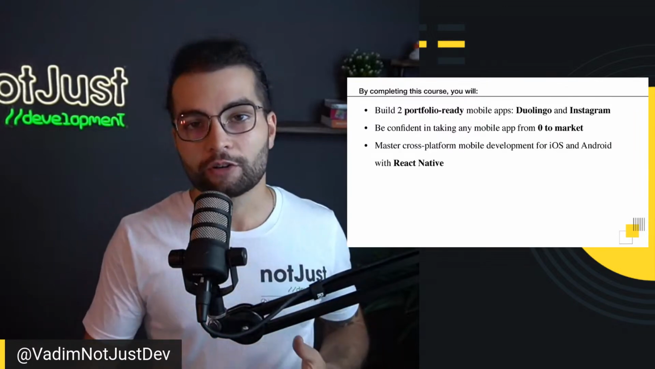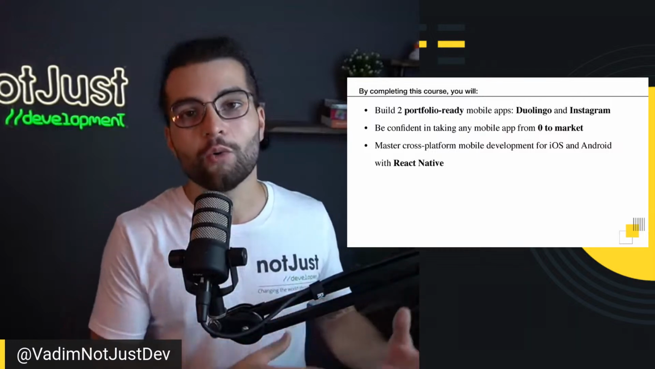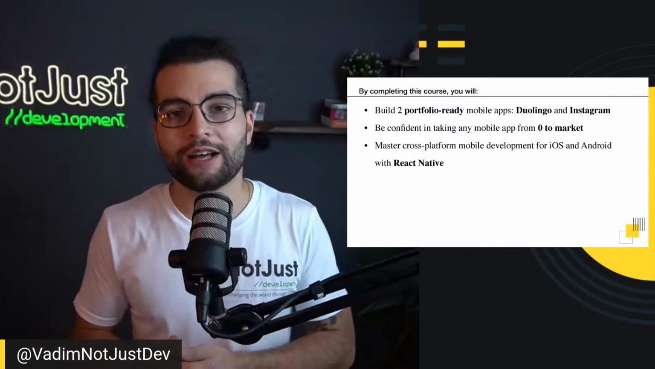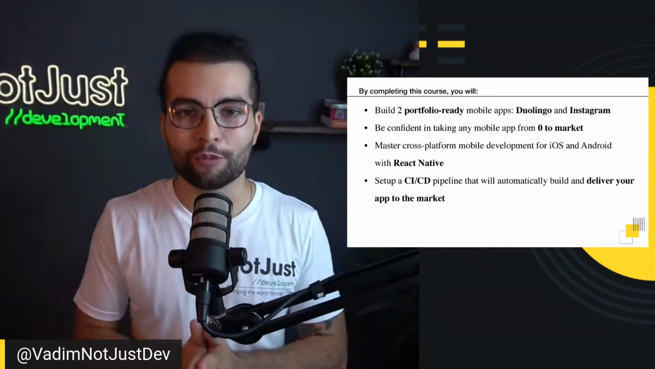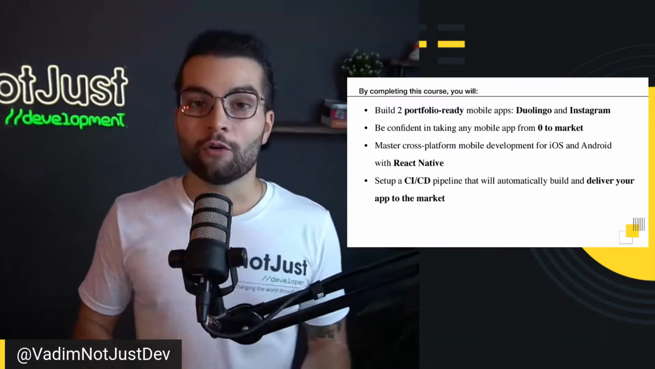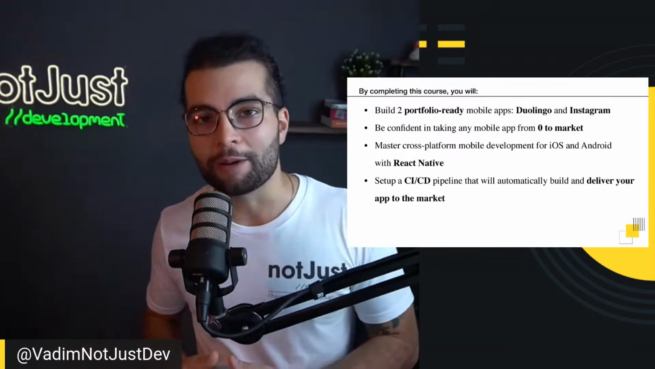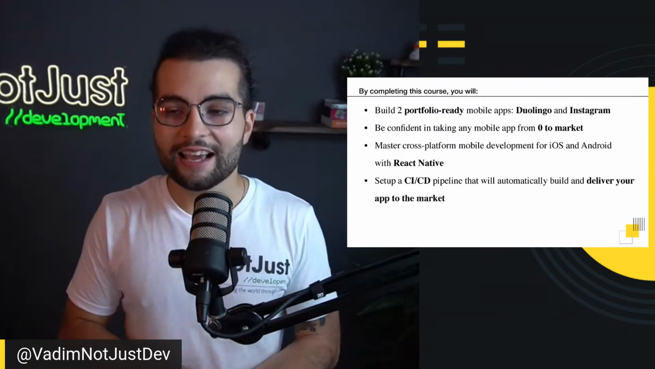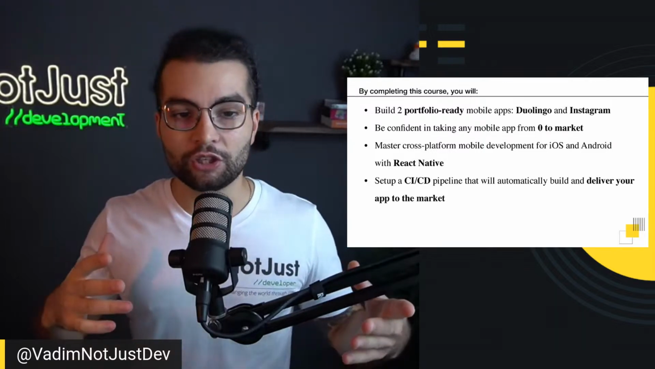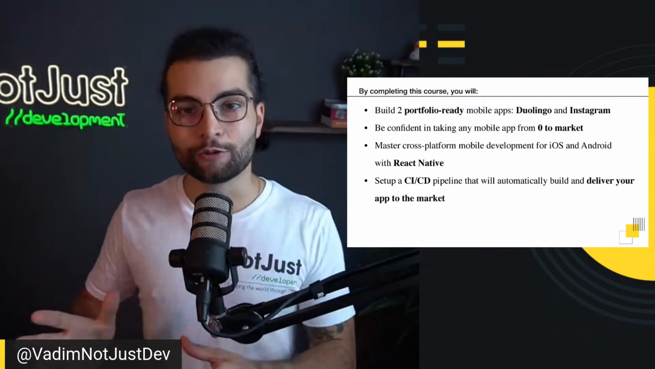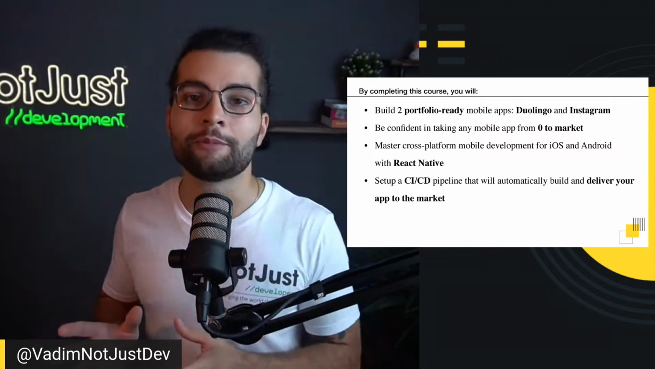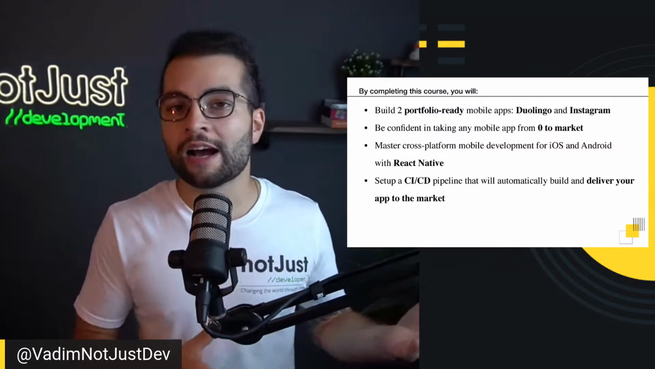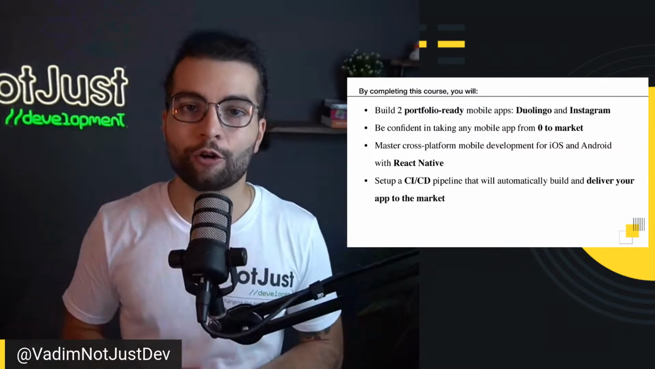You're going to master cross-platform development for both iOS and Android with React Native. We're going to learn both React Native and Expo development, so you are covered on both sides there. We're going to also set up an automatic CI/CD pipeline that will automatically build and deliver your applications to the markets. And I think that was very useful for a lot of people, because they took this system that they learned during the course and they implemented it in their own applications. And now this is saving them like probably 1 hour for every release that they are doing for the application.